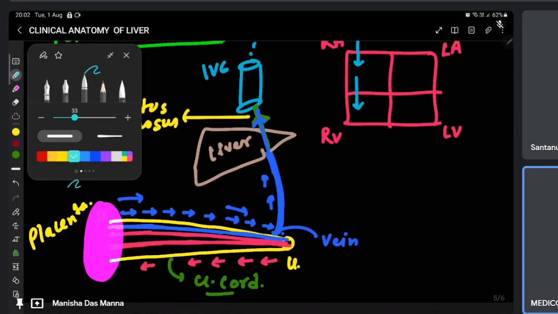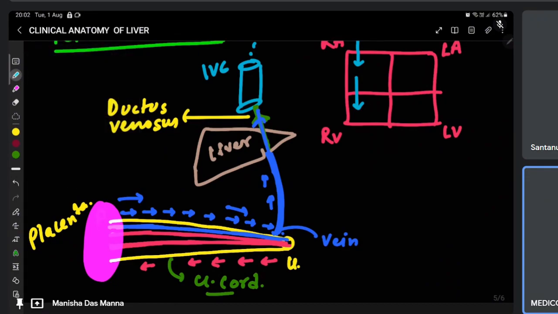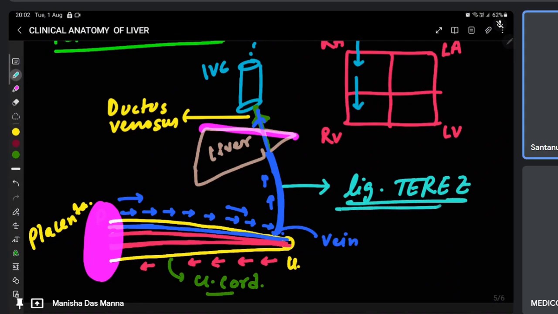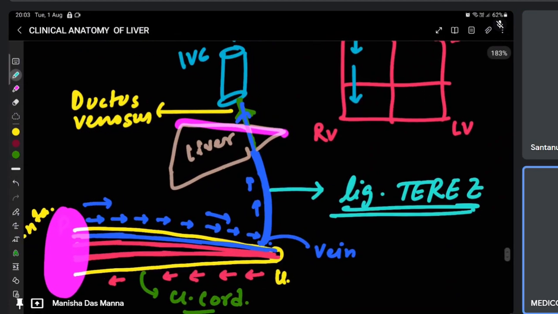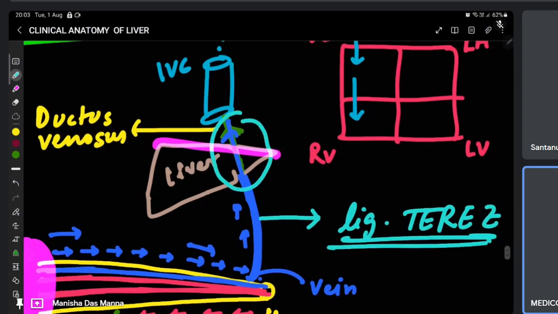In later life, after the birth of the child, when the fetal circulation stops, what happens? The connector between the fetal liver and the umbilical vein, this pathway, is converted into the ligamentum teres. Yes, exactly. This is the ligament of teres, and this much is converted into the ligamentum venosum.